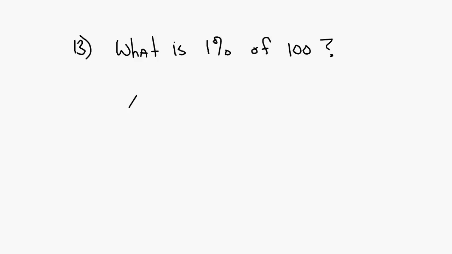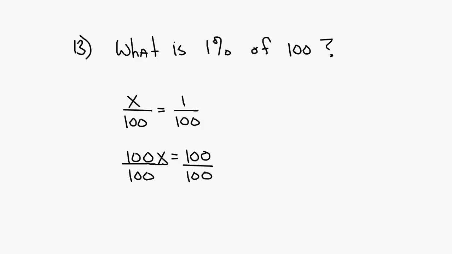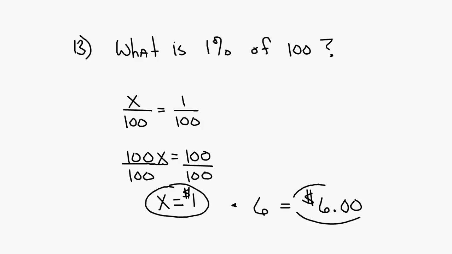So your is x, your of is 100, your percent is 1, and it goes over 100. So when you crisscross multiply, you get 100x equals 100. And when you divide both sides by 100, then x is equal to 1. So you make a whole $1 on your $100. So you take that $1 that you make in that 1 year and you multiply it by 6, and you're going to make a whopping $6 on your 100 for keeping it in the bank for 6 years. You're going to be rich. $6.